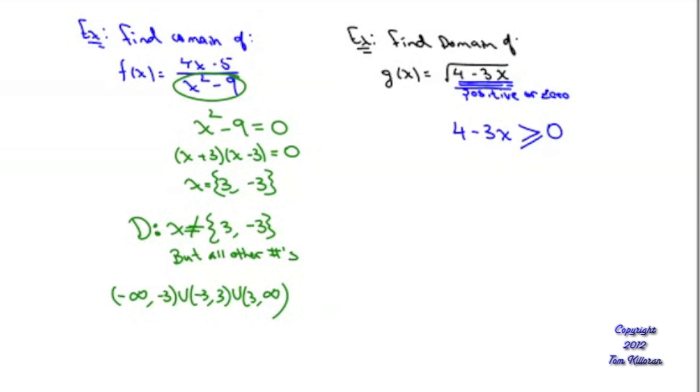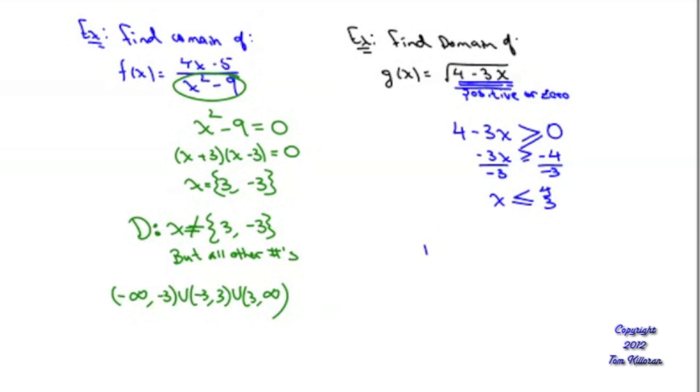All right, let's solve this inequality. Subtract 4, you get negative 3x is greater than or equal to negative 4. Divide by negative 3, and you get x, and don't forget to flip your sign, is less than or equal to 4/3.